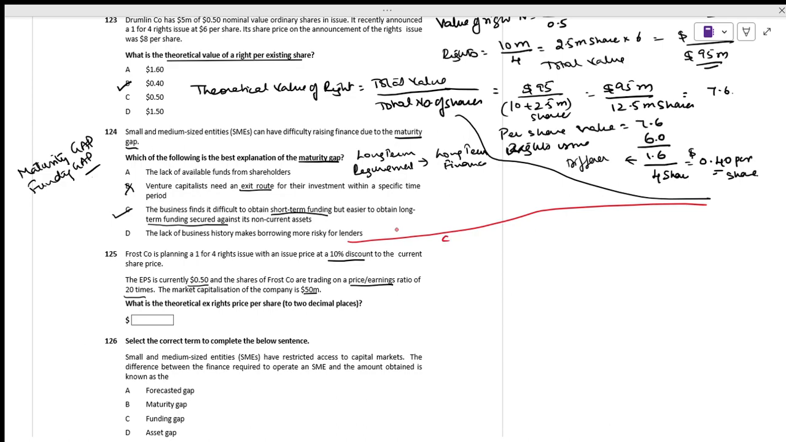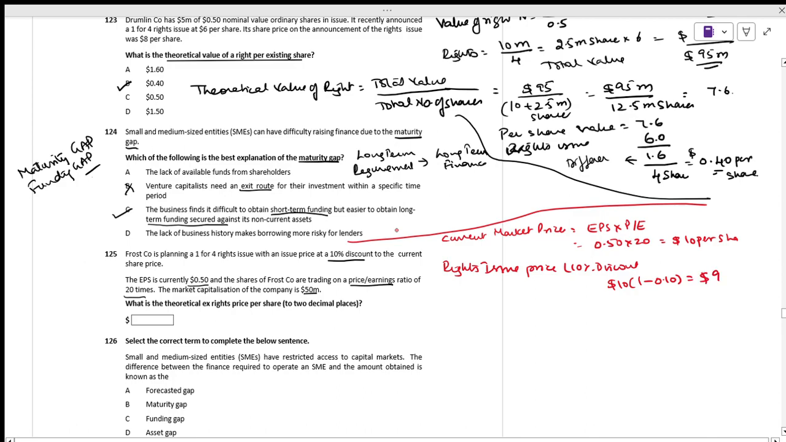First, you have to take the current market price. Current market price is EPS times price earning ratio. EPS is 0.50, price earning ratio is 20, so the current market price is 10 per share. The rights issue price is at a 10% discount, so 1 minus 0.10 times 10 comes to 9 per share.